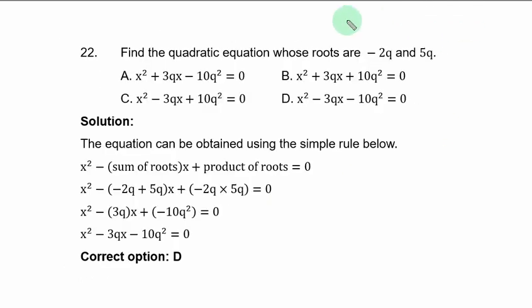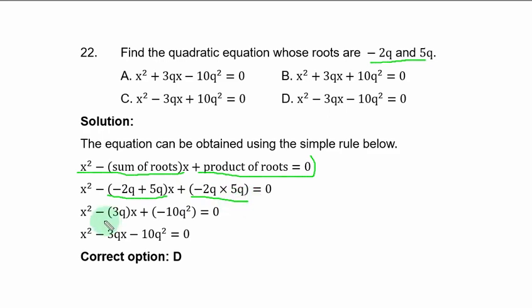Question 22. Find the quadratic equation whose roots are minus 2q and 5q. Such an equation can be obtained using the simple rule below. That is S squared minus sum of roots times S plus product of roots equal to 0. So this is the sum of roots, multiplied by S, and the product of roots.